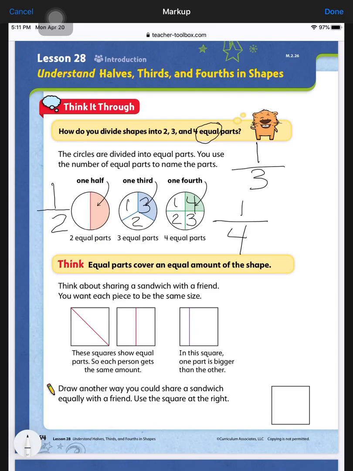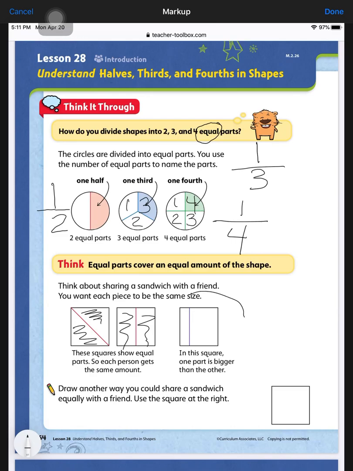All right. So let's look at the middle. Think. Equal parts cover an equal amount of the shape. Think about sharing a sandwich with a friend. You want each piece to be the same size. Where you see the red lines in those squares, these squares show equal parts, so each person gets the same amount. This part and this part are the same exact size. Same with the second square. This part and this part are the same size. They are cut differently, but it does not change the size.